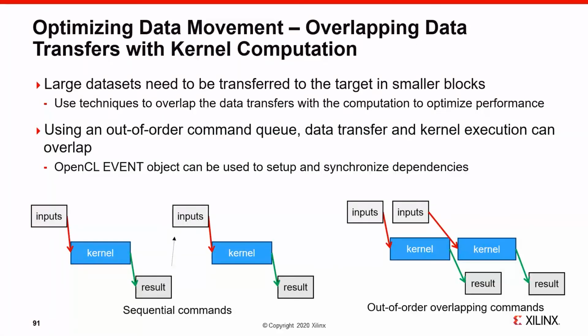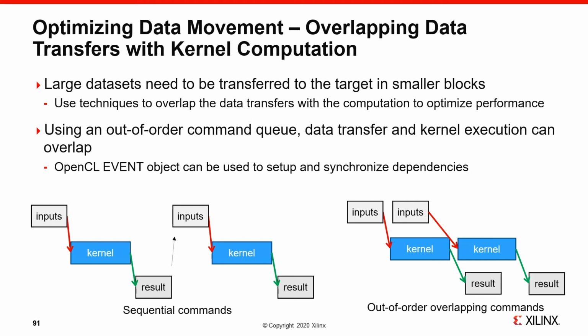Applications will commonly have larger data sets than can be stored in the available memory on the acceleration device. They require the data set to be transferred and processed in blocks. Techniques that overlap the data transfers with the computation are important for increasing performance for these applications. As an example, we have a kernel where the host needs to write some inputs, execute the kernel, and read back the results. If these commands are carried out sequentially, there will be a large gap between kernel executions while the results are read out and new inputs are written in.